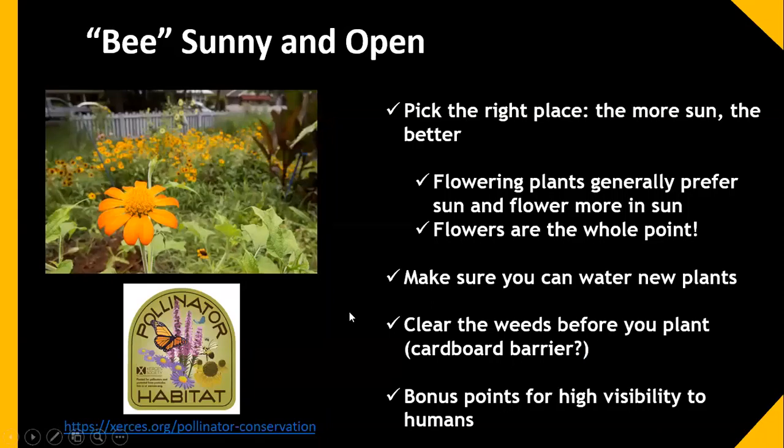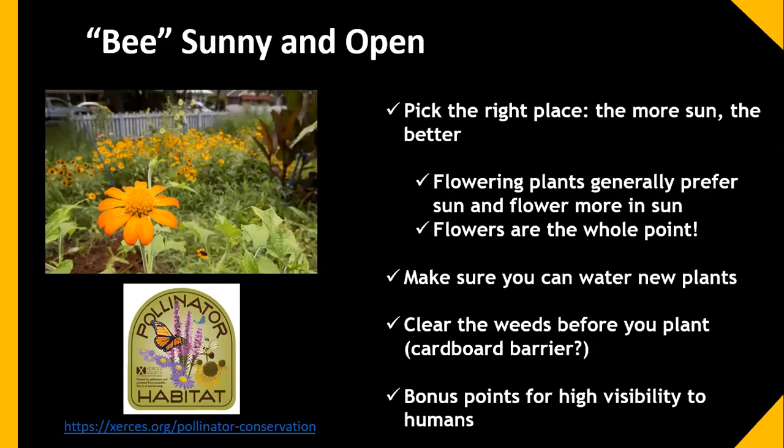And the best place, if you have it, is a place that's got a lot of sunshine. Flowering plants thrive in the sun for the most part, and even plants that tolerate a little bit of shade are going to flower more profusely in more sun. So if you can find a sunny spot, that's what you should focus on.